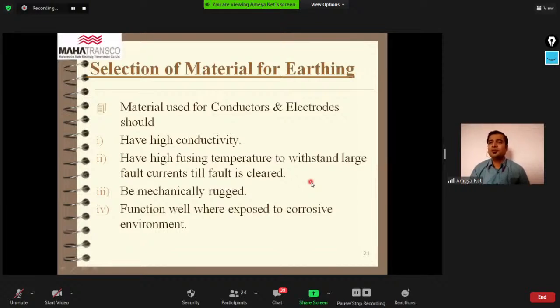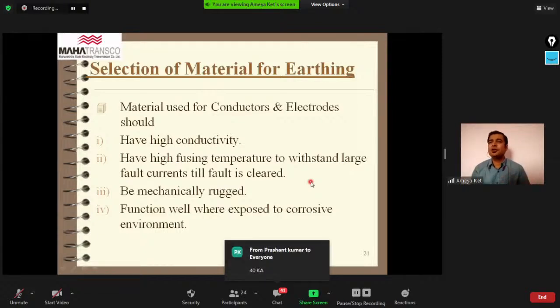Anybody among the 24 participants? Come on, give me the feedback fast. If you don't know, say don't know. If you do know, say what the figure will be. Okay, Prashant Kumar is saying it's 40 kA. Shashi is saying 40 kA. Okay.